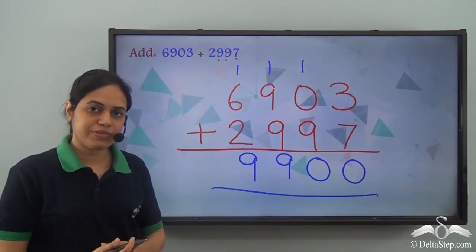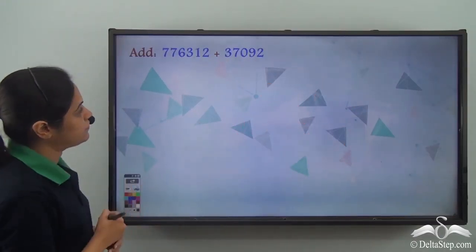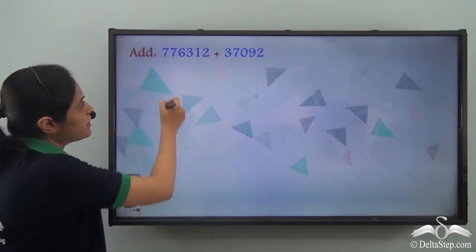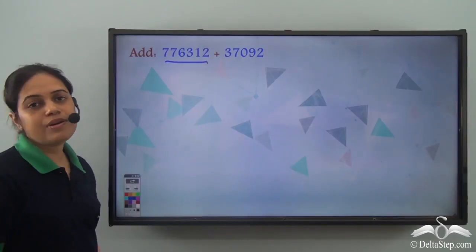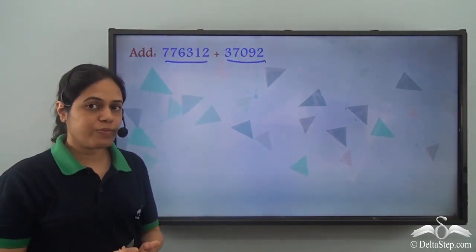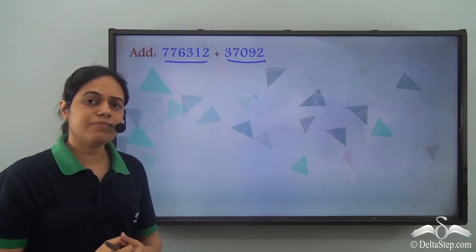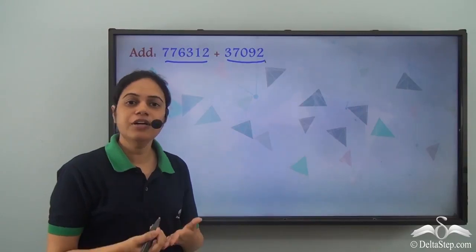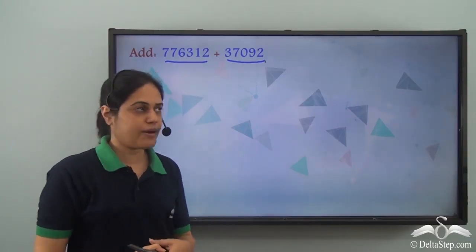added 3-digit numbers. Now these are two large numbers. This is a 6-digit number. This is a 5-digit number. But don't be scared by looking at these numbers. Adding them is actually very simple and very similar to how we added the 4-digit numbers.